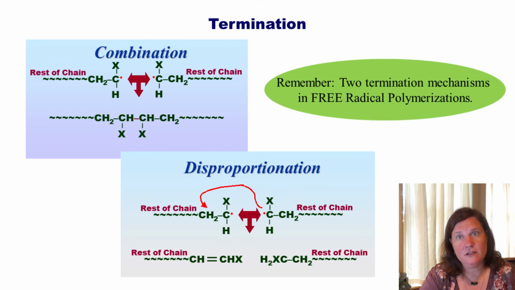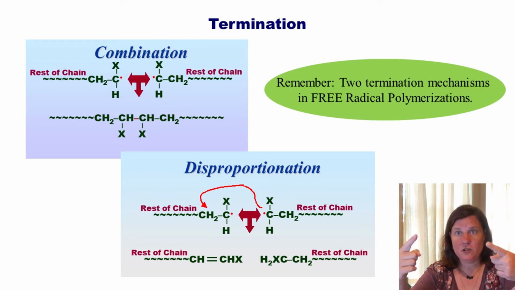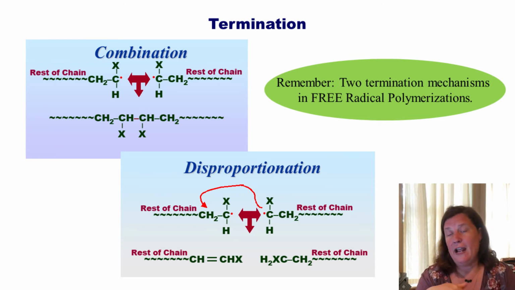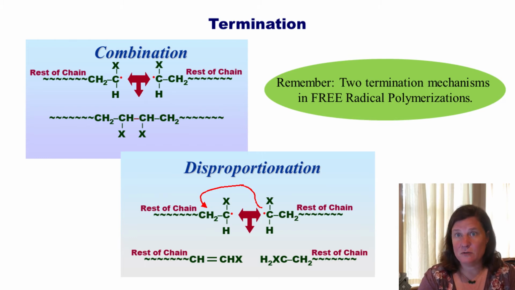And free radical is a little more complicated than anionic or cationic because there are 2 termination mechanisms. Termination by combination, where the chain ends come together and form a new bond from those 2 radicals, or termination by disproportionation, where the chain ends find each other and transfer a hydrogen atom between the 2 of them and go on their way. So the average length of the chain doubles when we're talking about combination, but it stays the same for disproportionation. So 2 termination mechanisms.